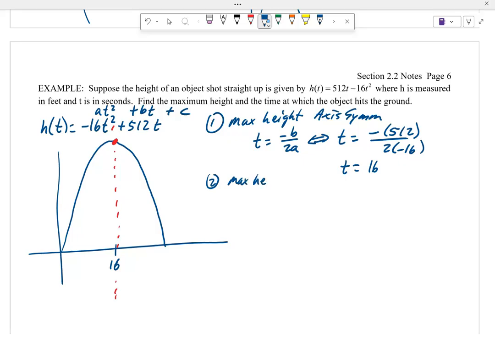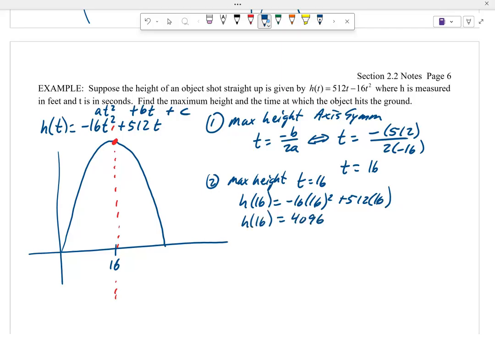Max height, t being 16. So h of 16 is negative 16 times 16 squared plus 512 times 16. And that ends up being 4,096. So that's the max height, 16 comma 4,096 feet. That's your time in seconds, that's your height in feet. So 4,096 is the maximum height.